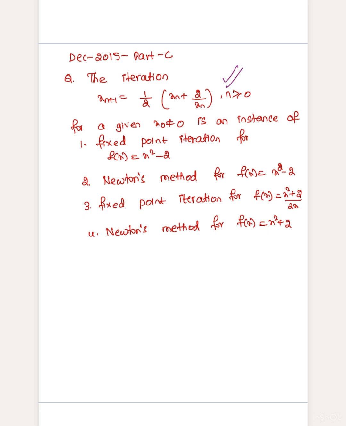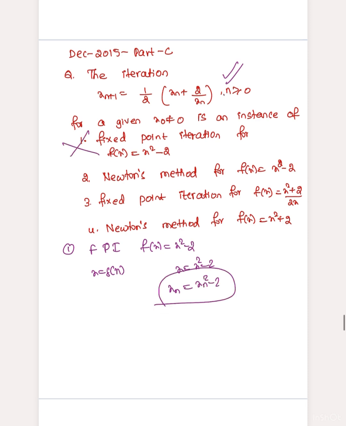Here first we take the first one, fixed point iteration for f(x) = x² − 2. For fixed point iteration, x = g(x). So this looks like x = x² − 2. For iteration it is xn = xn² − 2. It doesn't look like the given scheme. Therefore option 1 is not true.